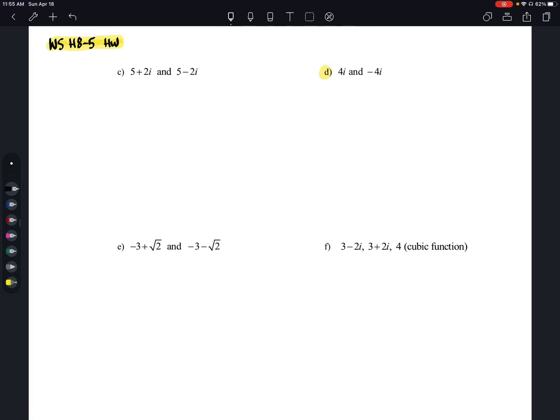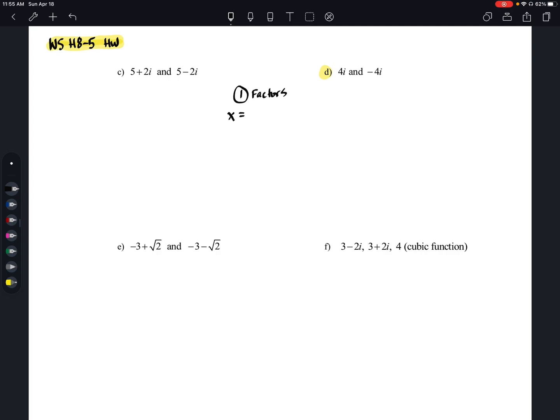This is worksheet H8-5, letter D. We have roots that are 4i and negative 4i, and we need to find the quadratic equation that it came from. So you could really do all three of these pretty quickly if you wanted to see any of the methods. So maybe I'll just do that. So the first one, I'm going to turn them into factors and multiply them.